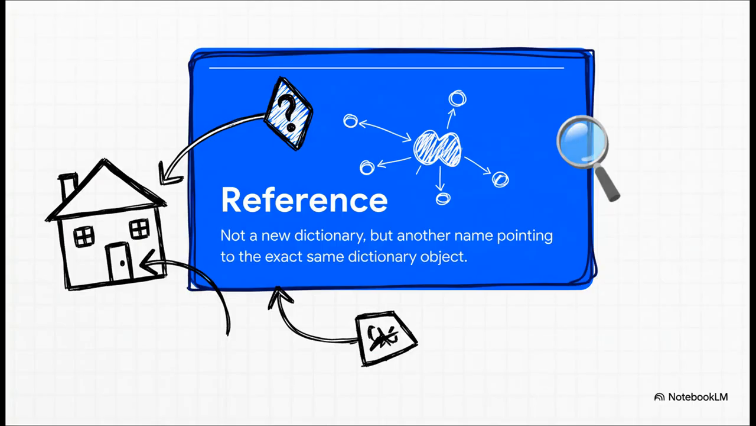So what even is a reference? Well, when you type dict2 equals dict1, Python doesn't go and build a whole new dictionary in memory. Nope. Instead, it just slaps a new label, or a reference, onto the original dictionary. Think of it like this. You have one house, but you've given it two different addresses. Both addresses point to the exact same building.